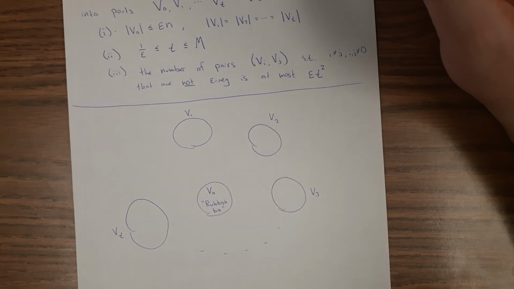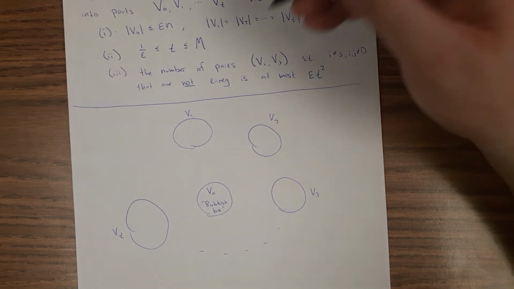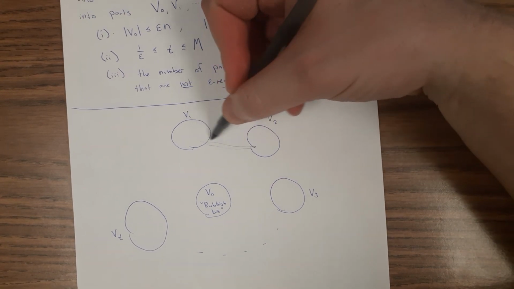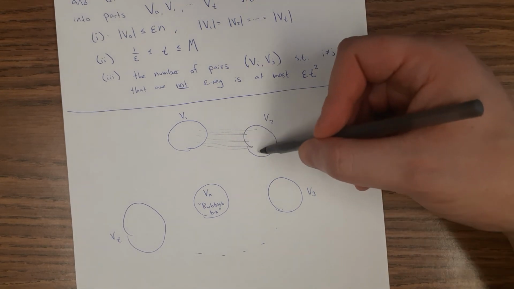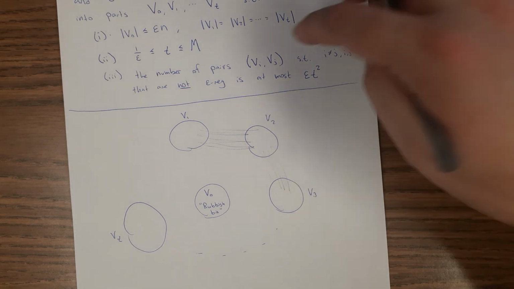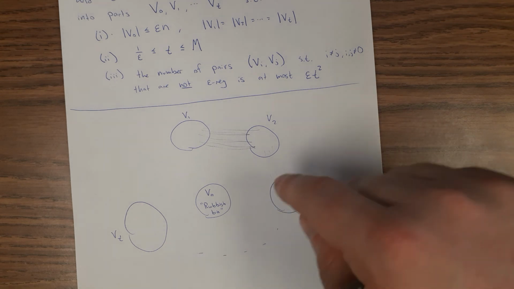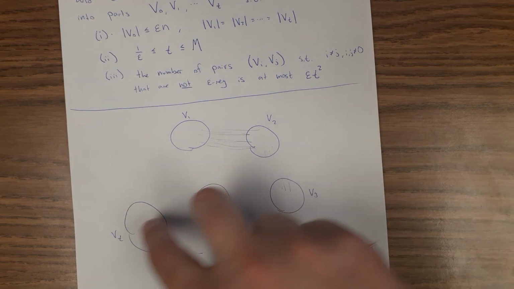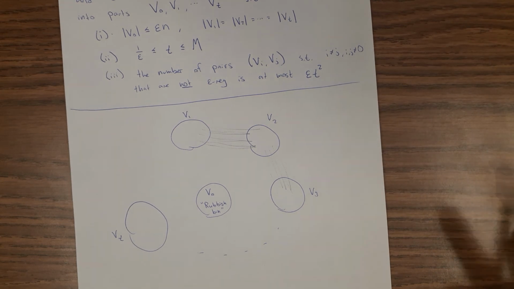And almost all of these pairs are epsilon regular. So V1 and V2 is epsilon regular, V2, V3 is epsilon regular. I guess they might not be, but almost all pairs are epsilon regular. There might be, maybe, V3, Vt is not epsilon regular. There can be a few pairs that are not epsilon regular.